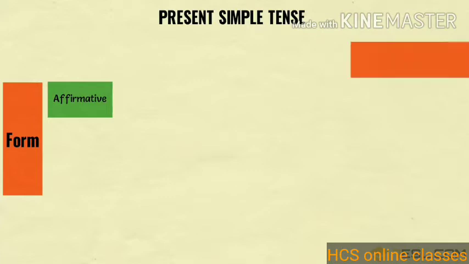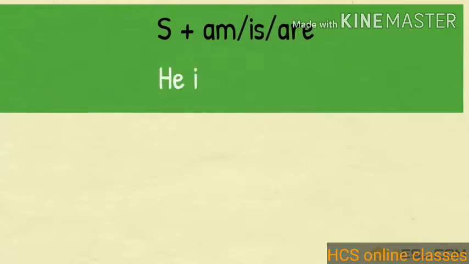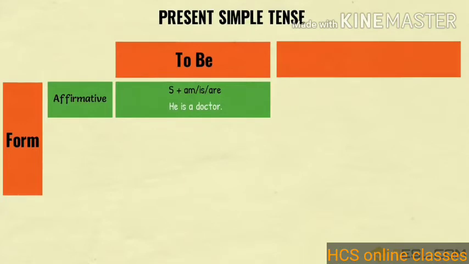Form of to be is subject plus am, is or are. He is a doctor. Verbs, subject plus verb. I like tea.